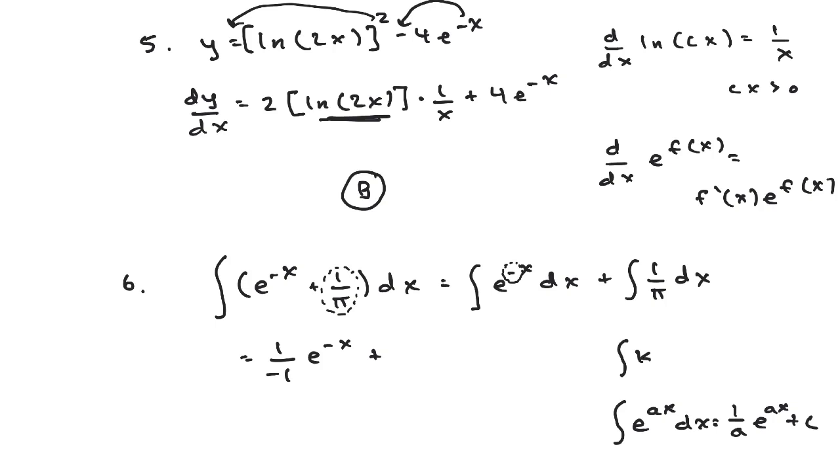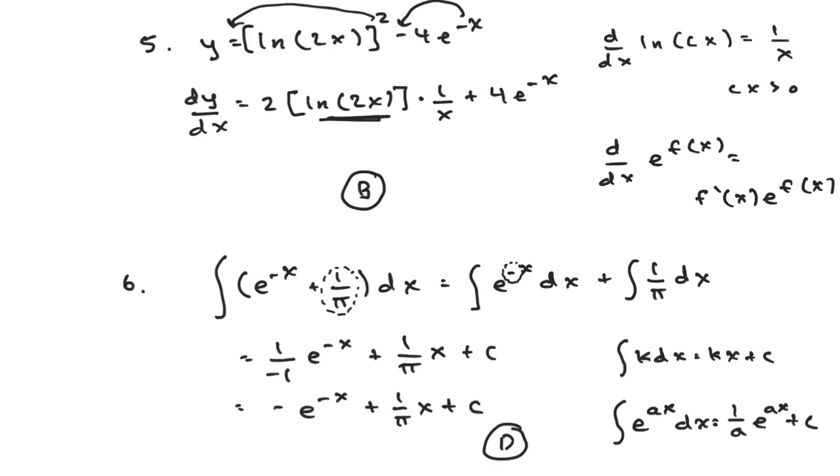And then I'm going to say that this is a constant. We have the integral of k dx equals kx plus c. So 1 over pi is our constant, so we're going to multiply that by x, and then we'll just combine our two constants of integration into one at the end. So this over here, if I do 1 over negative 1, is negative e to the negative x plus 1 over pi x plus c. So this is going to be answer choice D.